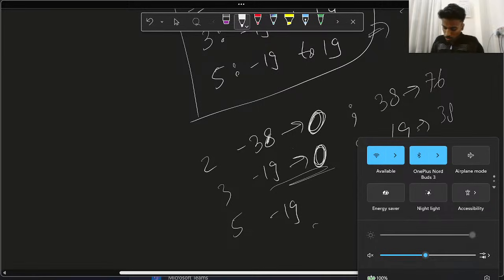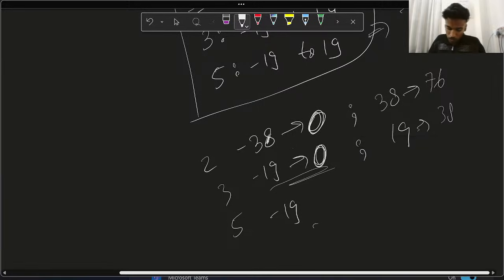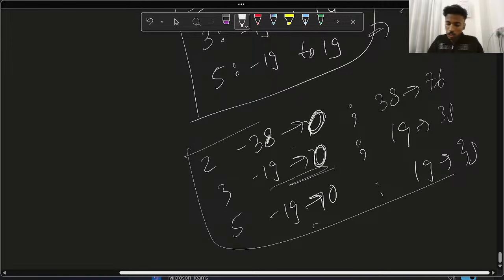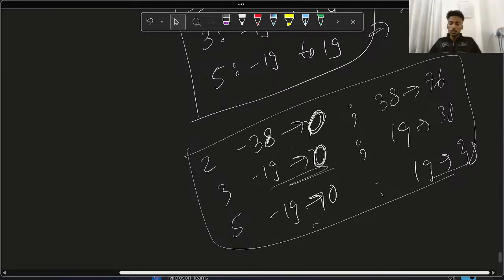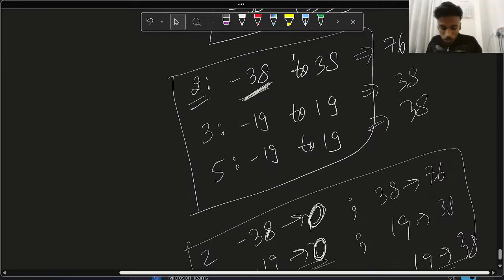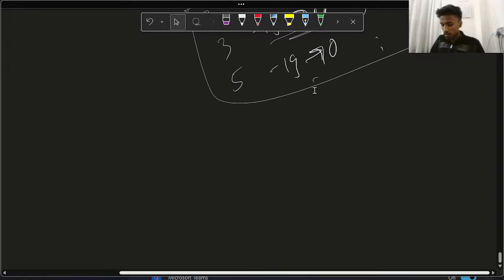Similarly for 5, minus 19 should correspond to 0, or I would say greater than 0, and 19 corresponds to 38 again. So we have to keep track of this offset also. In DP, whenever you see negative states, like a negative index, you have to add some offset in order to get positive indexes only. So this is what our approach will look like.